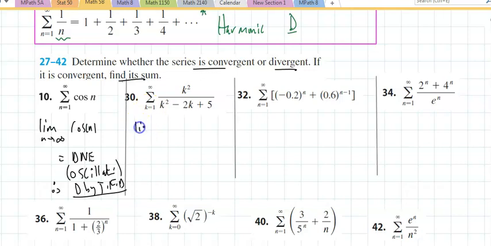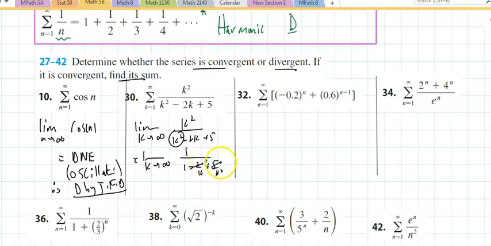30. If I take the limit as k approaches infinity of k squared divided by k squared minus 2k plus 5, I could use L'Hopital twice. I could divide by the highest power term of the denominator. That would equal 1, which is not 0. Therefore, diverge by test for divergence. Test for divergence helps a lot if it works.